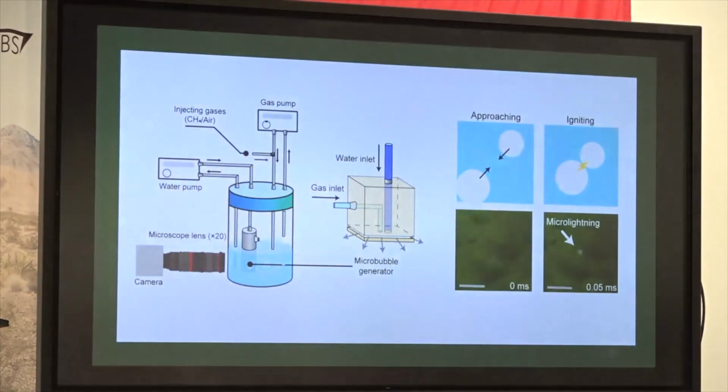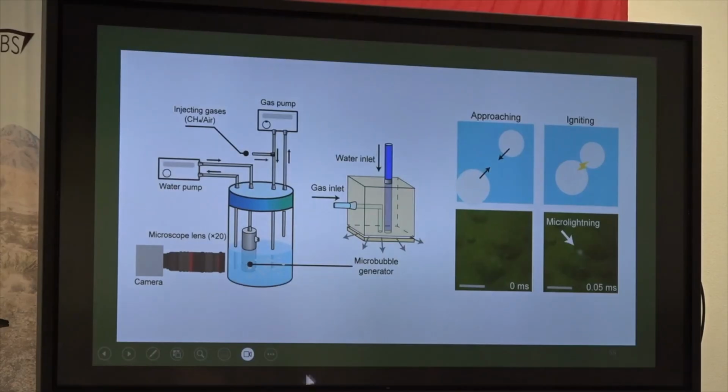Okay, and I can show you more of this. Again, you see the setup: water pump and micro bubble generator. Now we're going to bubble stuff.